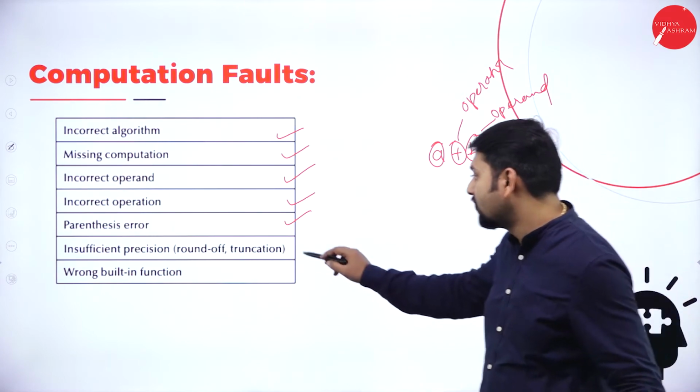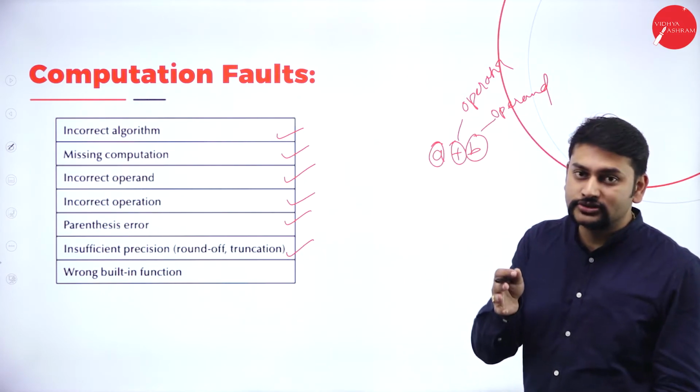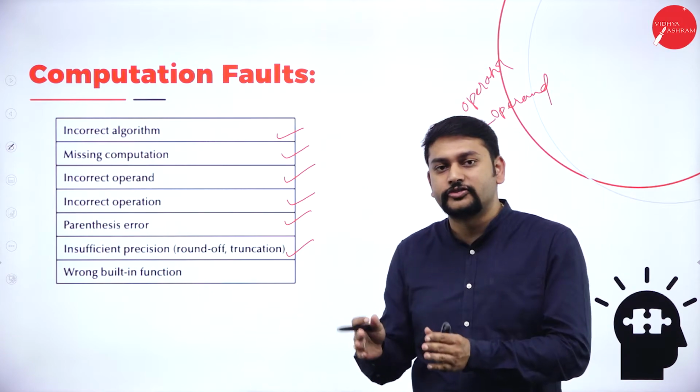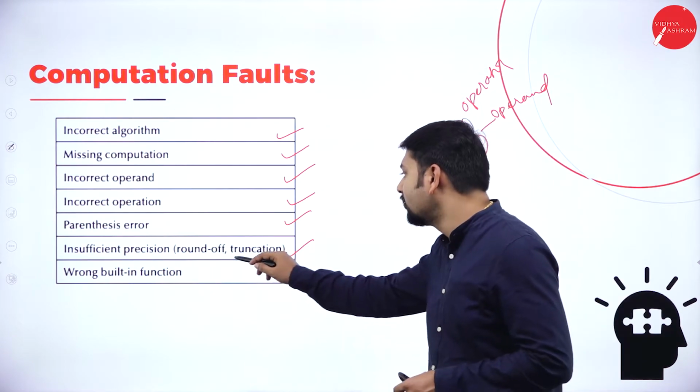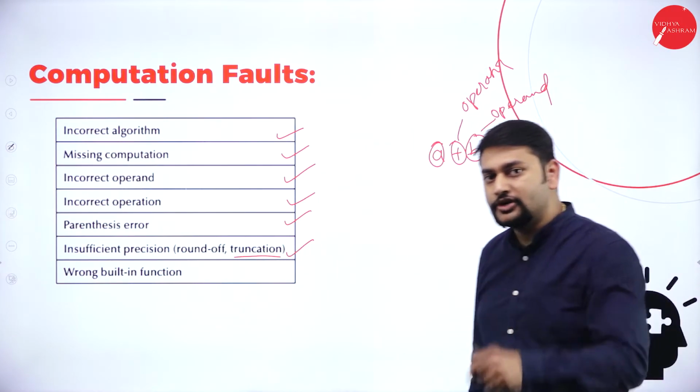All right. So that's what I will call a truncation. How exactly I will round off the precision value, that's what I will call truncation. That's what you need to remember here.